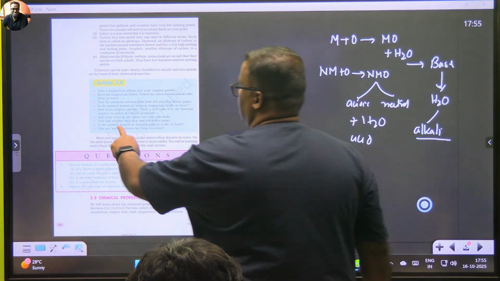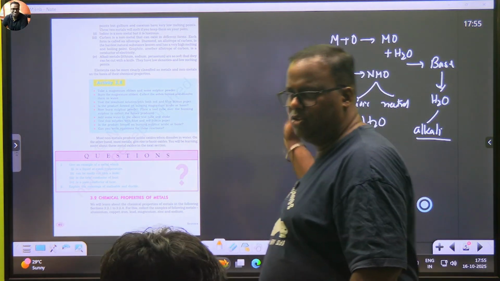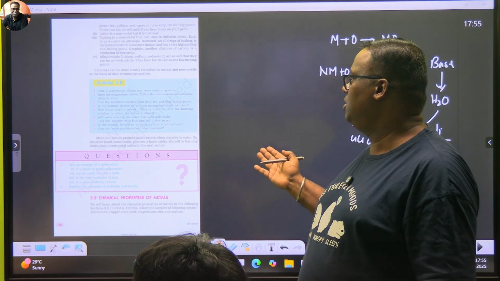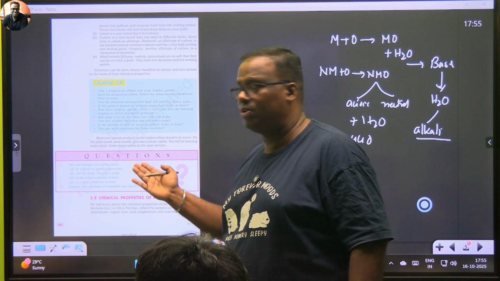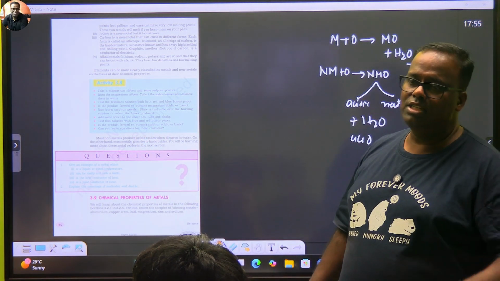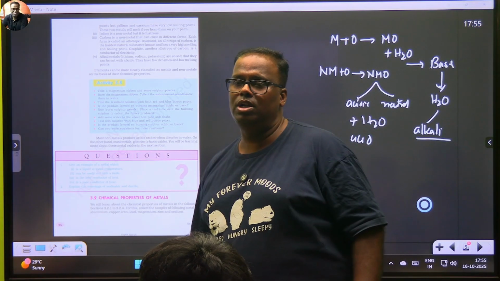It says, now burn the sulfur powder. So if you burn sulfur, what will happen? So it will become SO2. Place a test tube on the burning sulfur to collect the fumes formed. So you have collected the fumes. Add some water to the test tube. So it has turned to either sulfuric or sulfurous acid. Test this solution with blue and red litmus.